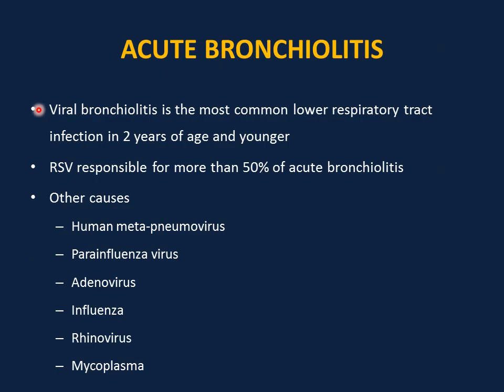Acute viral bronchiolitis is the most common cause of lower respiratory tract infection in children 2 years and below, so it's more common in infants. RSV is responsible for more than 50% of acute bronchiolitis. But we need to know the possible causes when RSV-negative bronchiolitis presents. For example, human metapneumovirus is a common cause of RSV-negative bronchiolitis, as are parainfluenza virus, adenovirus, influenza, rhinovirus, and mycoplasma.